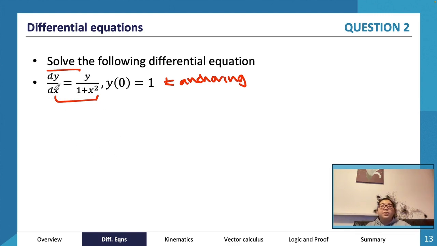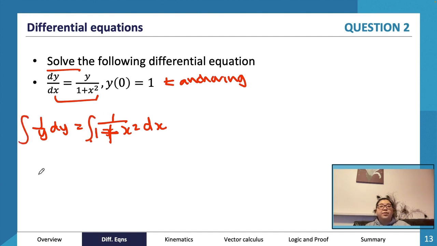So then what we want to do here is get the dy and the dx on the same side. We're going to move the y to one side, so we're going to get 1/y dy equivalent to, and we're going to move the dx to the other side, 1/(1 plus x squared) dx. And then to make sure it's mathematically correct, we're going to put the integrals in front of it. So the integral of 1/y dy is just going to be log e of y.